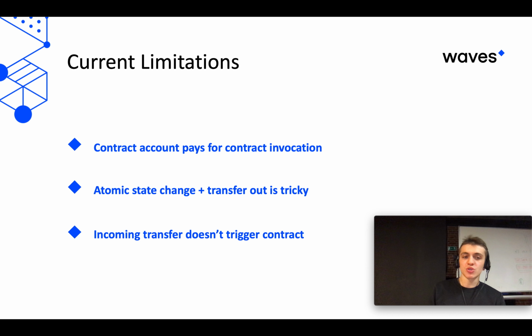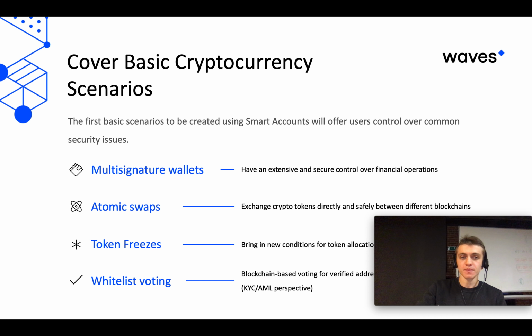And sometimes it's tricky to make an atomic state change and transfer. For example, if you want to write some data and send some tokens, to make it atomic, like a transaction, both or none of them. If you want to make that kind of behavior, it's tricky to be honest. And an incoming transfer doesn't trigger a contract. It's very important to understand: only outgoing transactions.